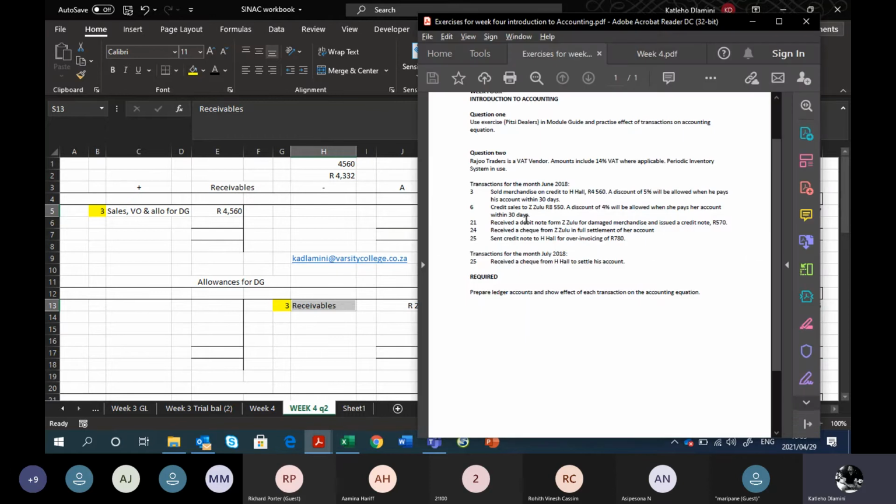Okay, so obviously your allowance, we will either receive it, or our customers in this regard will receive it if they then pay us within 30 days. Okay, so he says the discount of 5% will be allowed when he pays his account within 30 days.